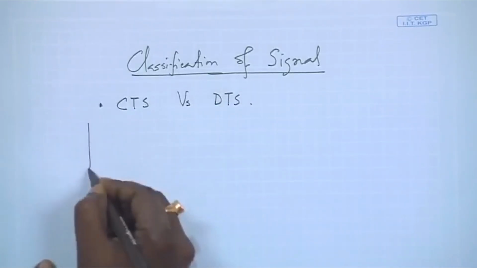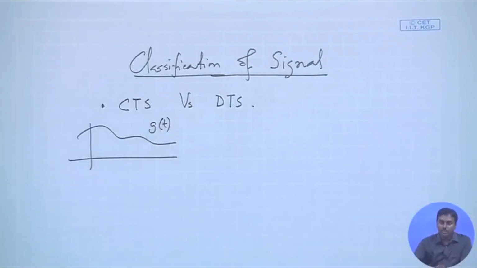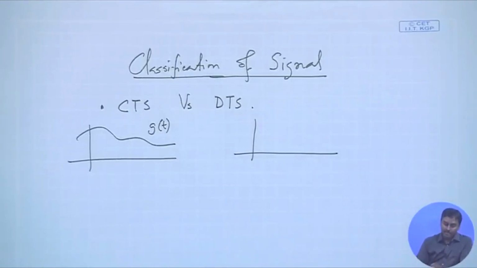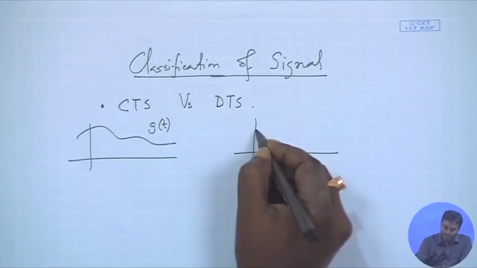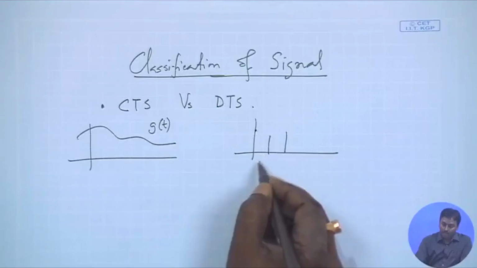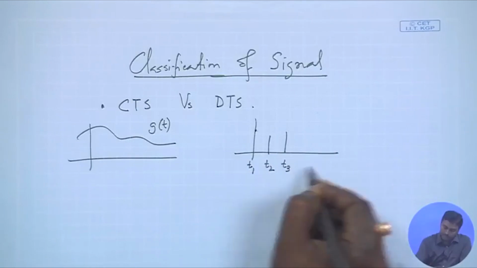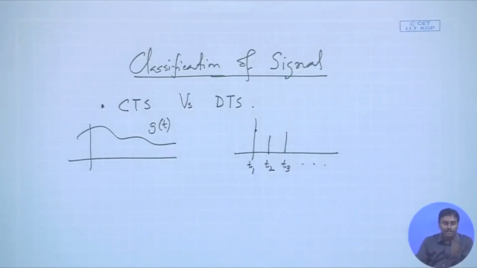Okay. So the typical example is the g(t) we have drawn, or even a sinusoidal you can put, that is a continuous time signal. Instead of that, if I just sample this signal at different locations, let us say this, then this, then this. Suppose this is time t1, this is time t2, this is time t3, and so on. So this particular signal is only defined at time t1, t2 and t3. In between, there is no definition of that signal. So this is called a discrete time signal.